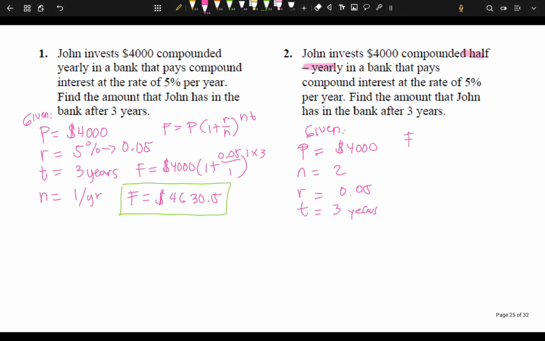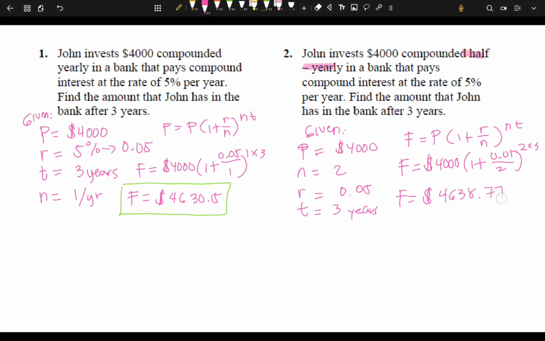So having the formula, future value which is $4,000 times (1 plus 0.05 over 2) raised to 2 times 3. So plug lang natin. So we have 4,638.77.